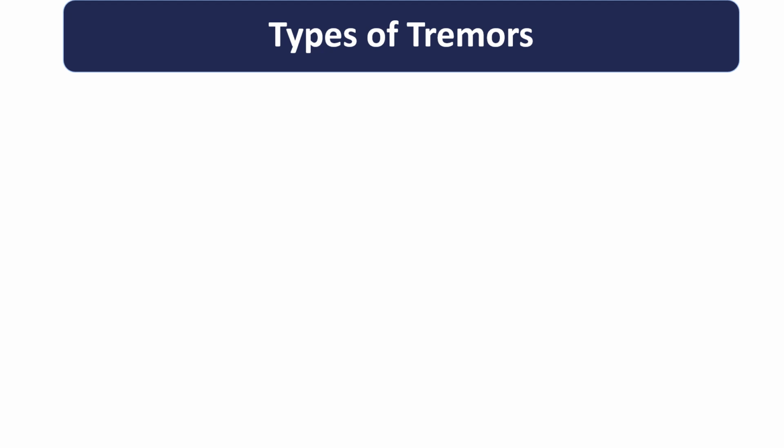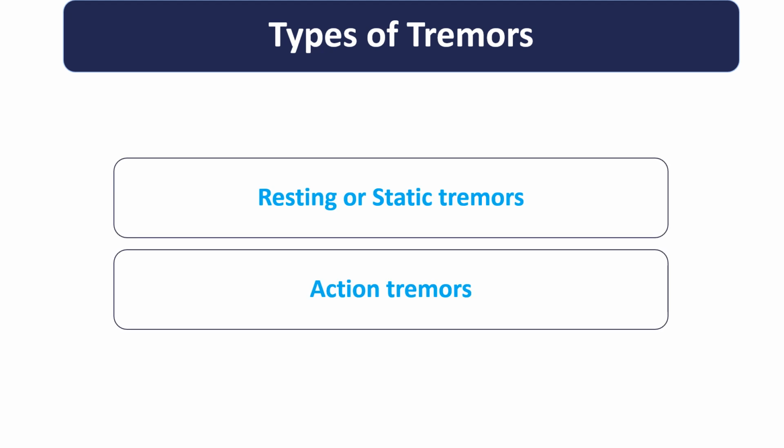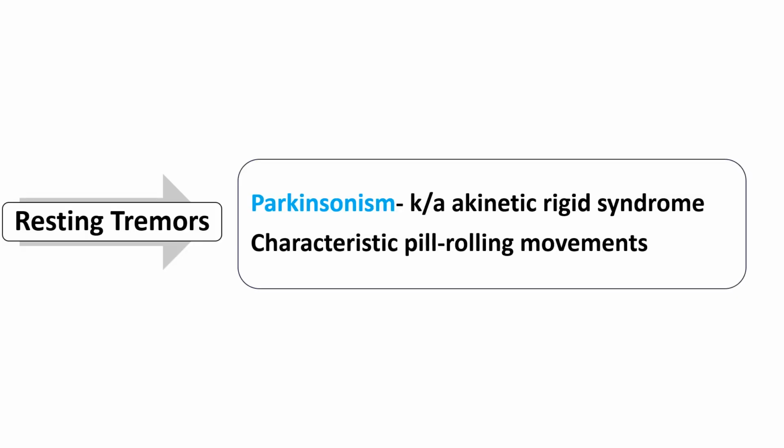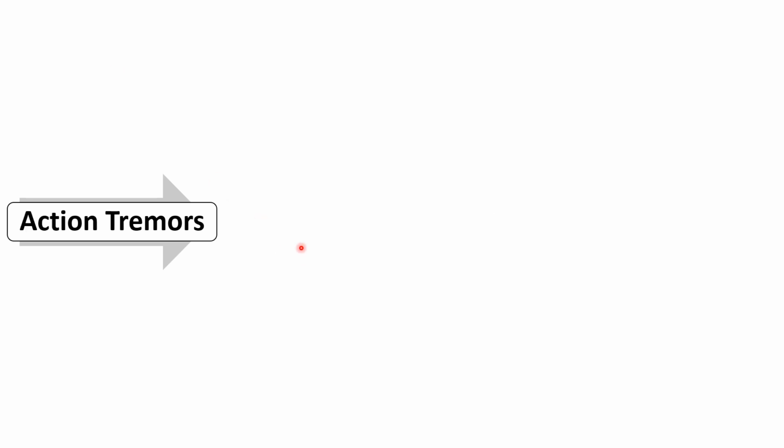Now the types of tremors: it can be resting or static tremor, as I said previously, or it can be action tremor. The example of resting tremors is Parkinson disease, also known as akinetic rigid syndrome, in which the patient will have the characteristic pill rolling movements. It is seen in adults, not in pediatric patients, because this is a disease of adults. Now there are various subtypes of the action tremor. It will be visible when the child does some kind of activity. It will not be visible in resting state.